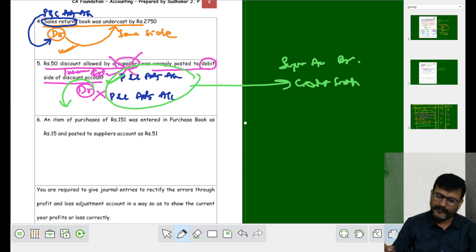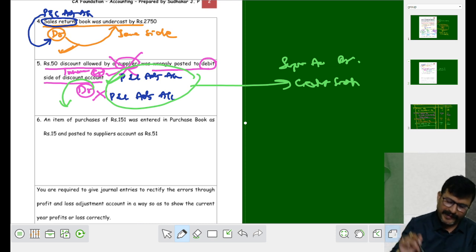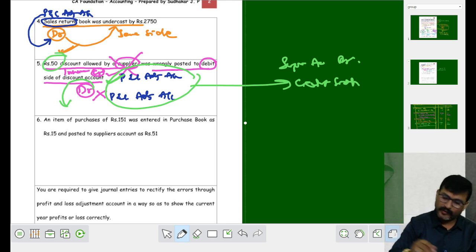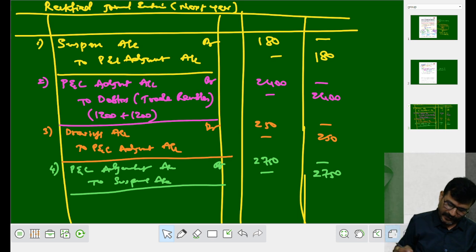The entry will be suspense account debit to P&L adjustment, to P&L adjustment. Do you think P&L adjustment is to be written twice? No, it is to be written once and add the amount for 2 times. The amount is 50 rupees. So now your entry will be entry number 5, that is what?